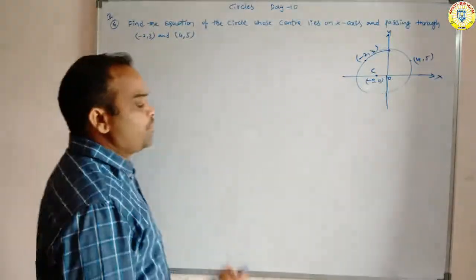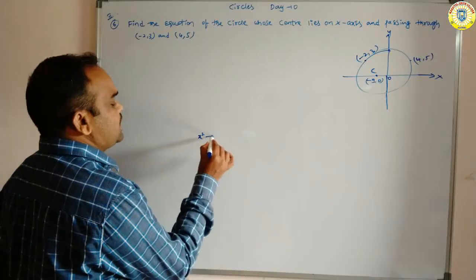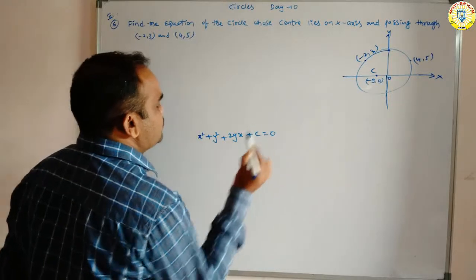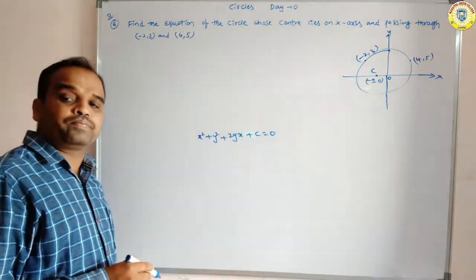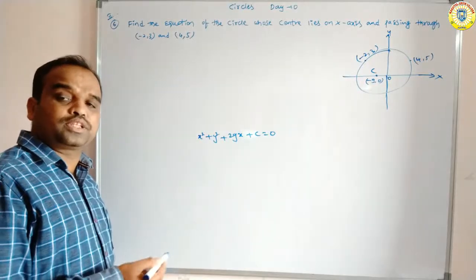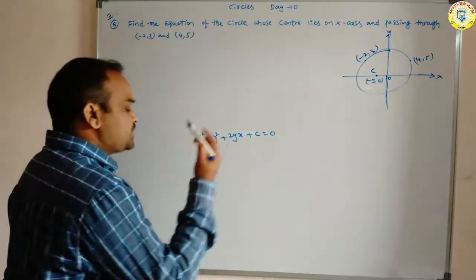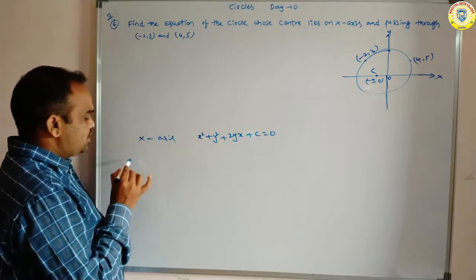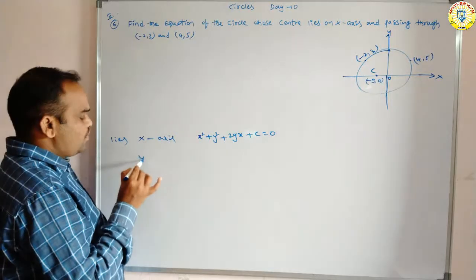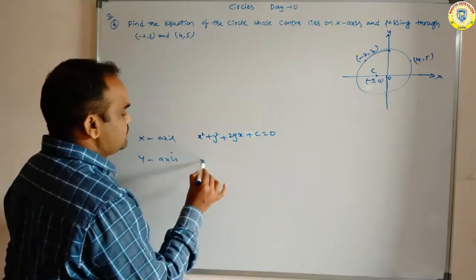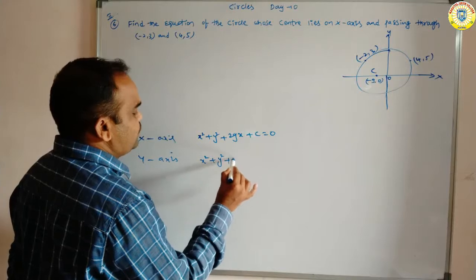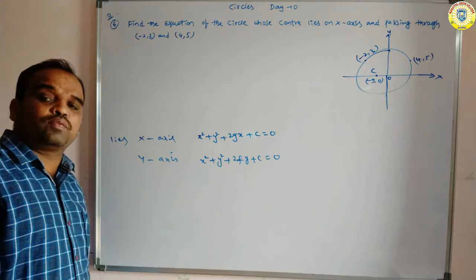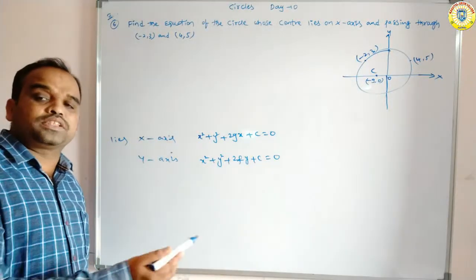We have already formalized this. If the center of the circle lies on the x-axis, the general form of the circle equation is x squared plus y squared plus 2gx plus c equal to 0. If the center lies on the y-axis, then the equation is x squared plus y squared plus 2fy plus c equal to 0.